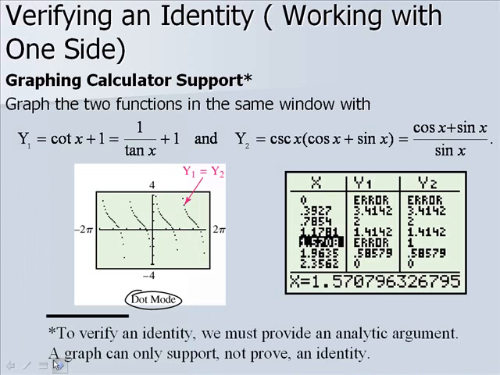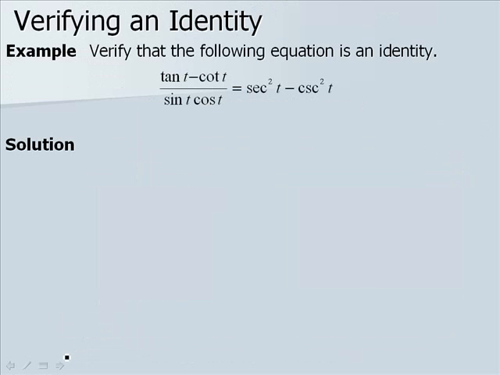To verify an identity, we must provide an analytic argument. You have to do it by hand. A graph can only support but not prove an identity. So this is just one way to show that you have an identity. You'll still need to be able to do it by hand.